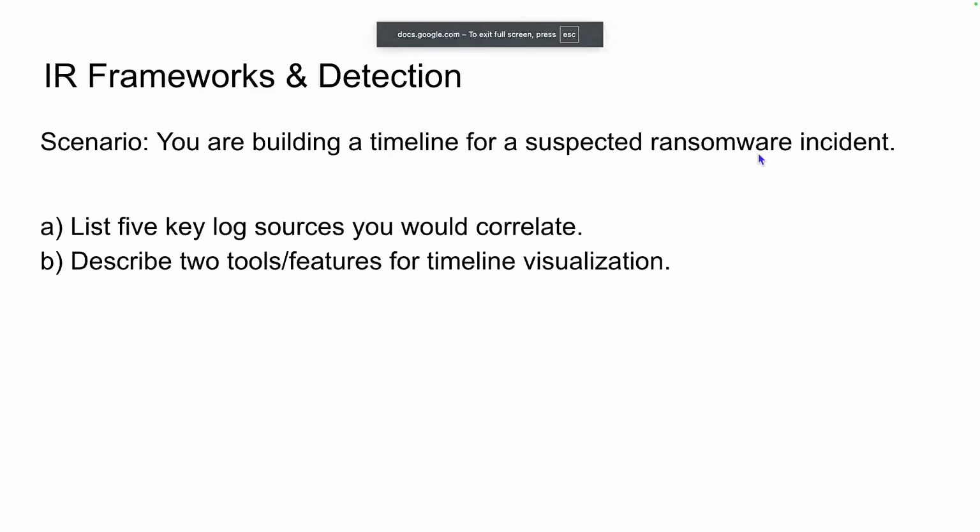And we have another one. You are building a timeline for a suspected ransomware incident. List 5 key log sources you would correlate. Describe 2 tools and features for timeline visualization. So Elastic and Splunk timeline, those would be the 2 tools. 5 key logs for a suspected ransomware incident.